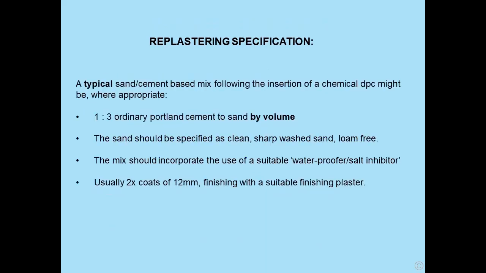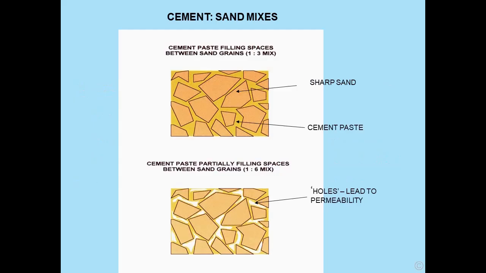So how can we use, or what can we use as a replastering specification? Well, this one has been around for a very long time, and it consists of 1 to 3 ordinary Portland cement to sand, and I emphasise by volume, or as they call it, traditional volume proportioning. The sand should be specified as clean, sharp wash sand, loam free. The mix should incorporate the use of a suitable waterproof or salt inhibitor, and usually there are 2 12mm coats with a finishing coat to finalise.